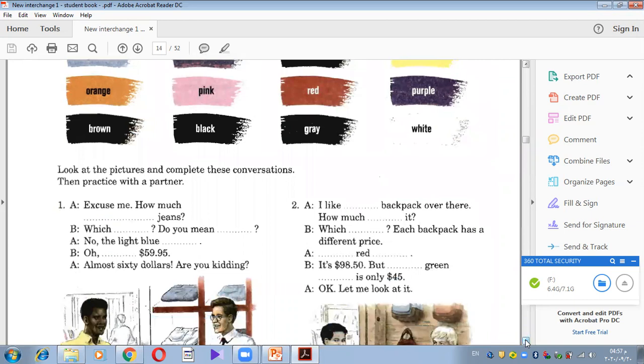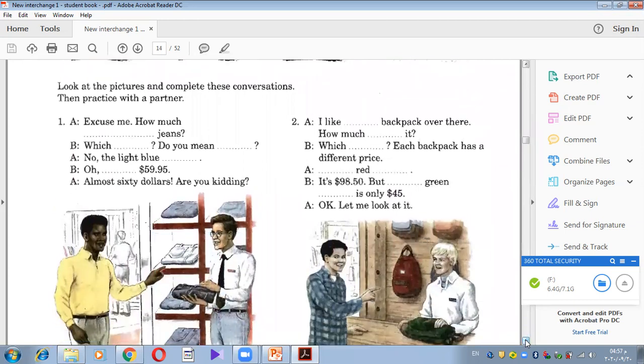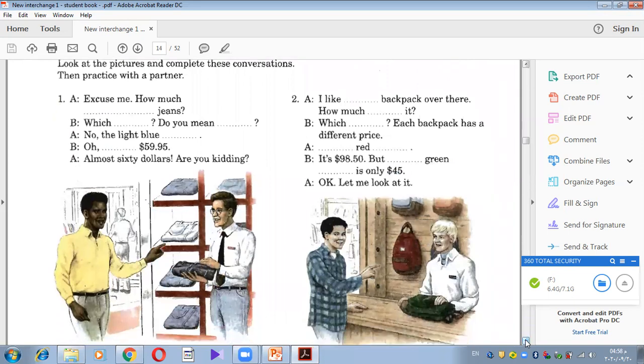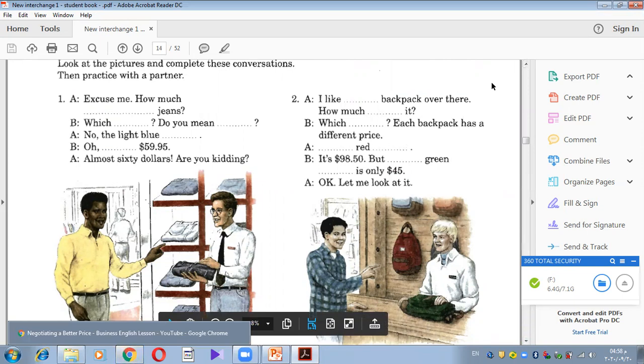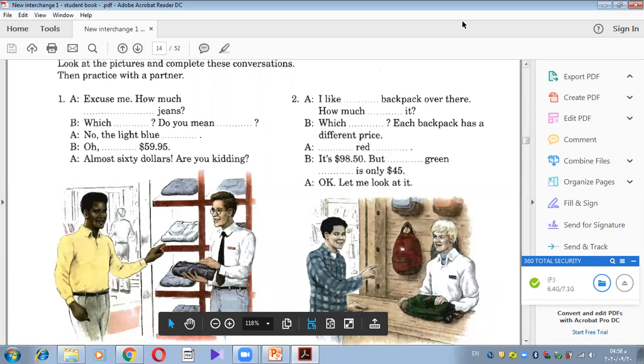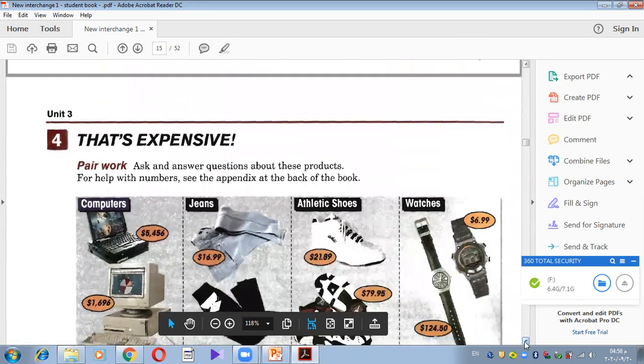Now, I want you to try to complete these questions. Look at the pictures and complete these conversations. Excuse me, how much are the jeans? Okay, so you are going to say what here? I like the backpack over there. How can you complete it as well? The backpack over there. Do you know what a backpack is? Okay, let me give you. Yes, that's it. The bag that you can wear on your back. Okay, the second one, that we can have also.